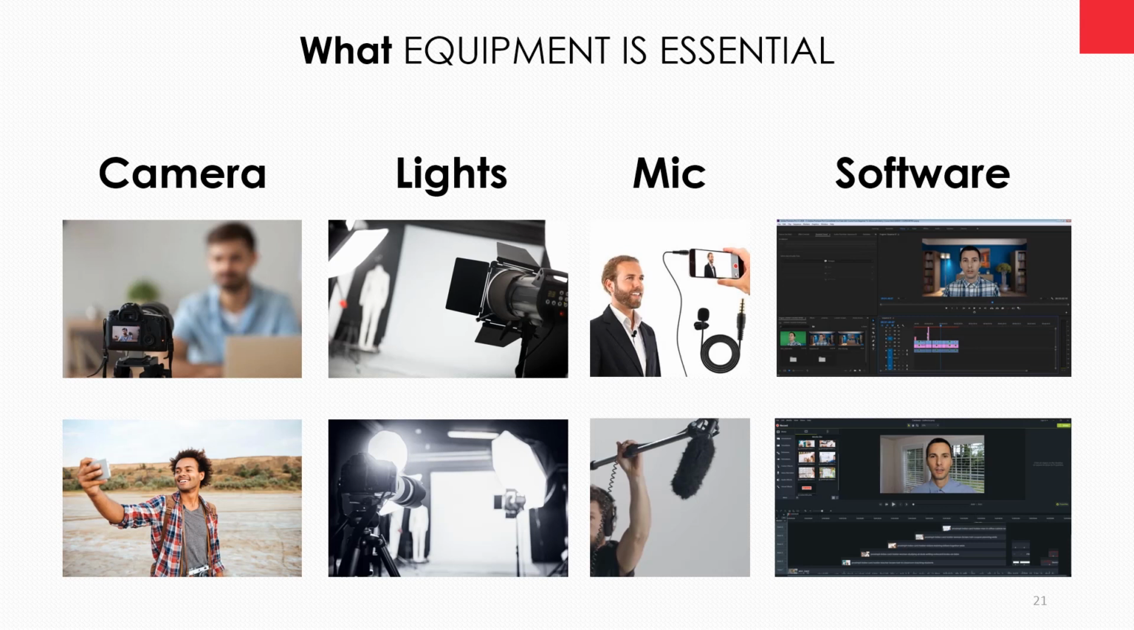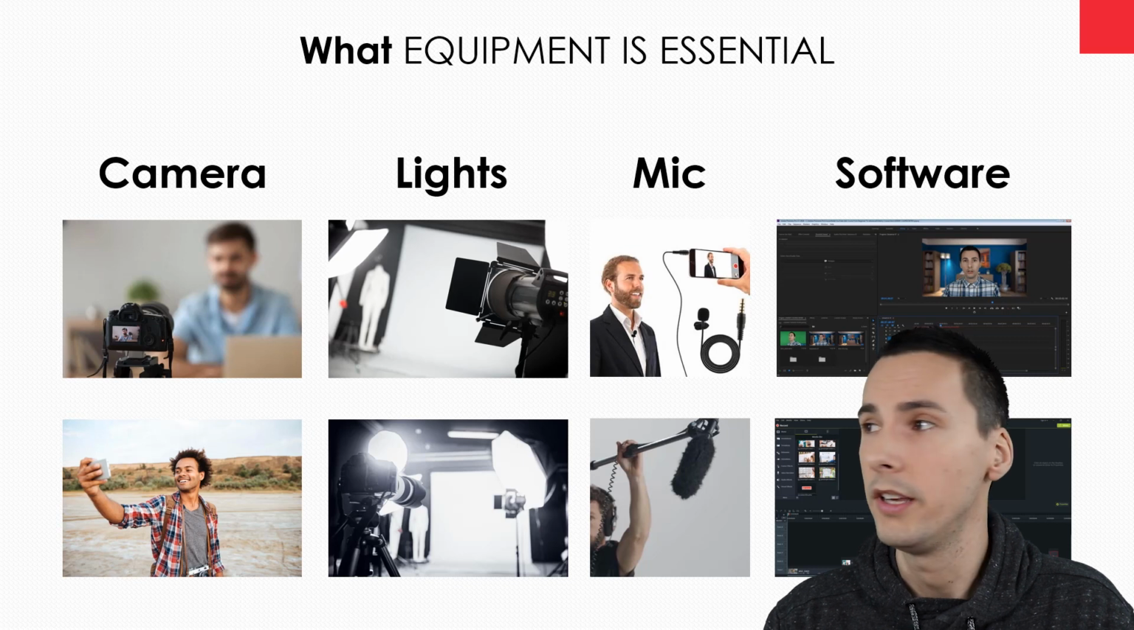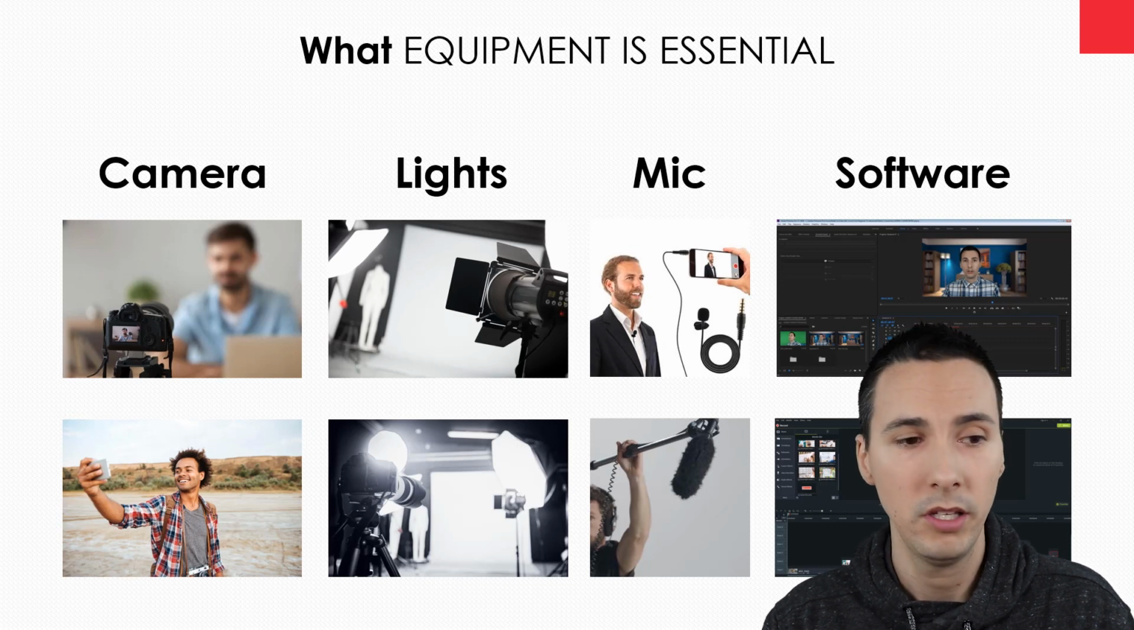So what equipment is essential for doing video advertising? You need a camera. You can use a mirrorless camera, DSLR, or you can use your phone. If you don't have either of these things, you can ask a friend or a family member. Chances are somebody you know has one of these that you could borrow. Then there's lights. Lighting is super important. Right now I have 4 lights around me.